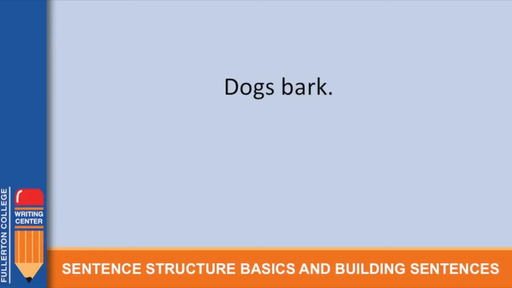Let's start our discussion with a simple sentence that contains only a subject and a verb. Dogs bark. Although this is a short sentence, it is complete because it contains a complete thought and has a subject that does the action, dogs, and a verb, the action, barks. You probably don't want to use many sentences that are this short in your writing.